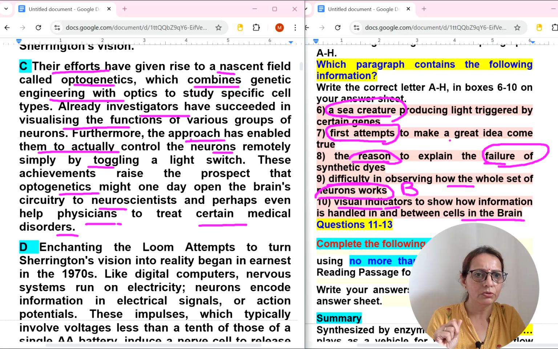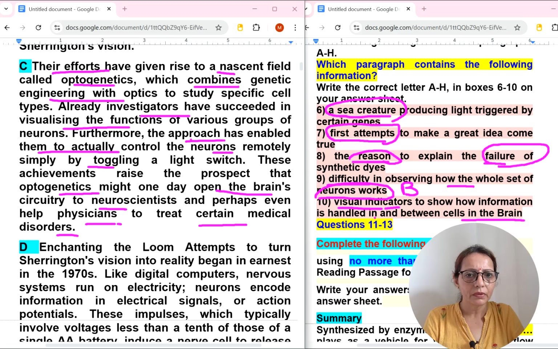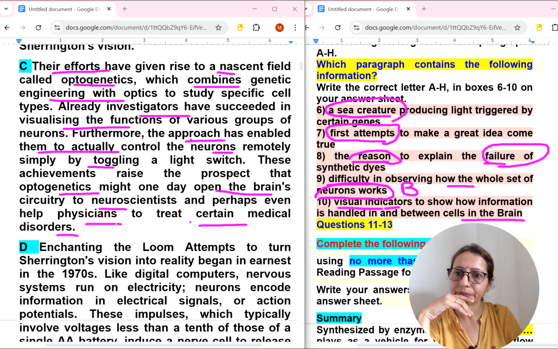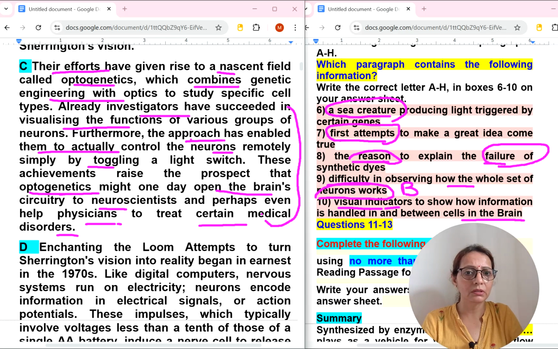No, sea creature is not there. First attempt to make a great idea, this is also not there. Reason to explain failure, no. Visual indicators to show the brain word is here, but his hand, how information is handled in and between the cells in the brain. No, something different they are talking. I don't think so. They are talking related with 10th number.